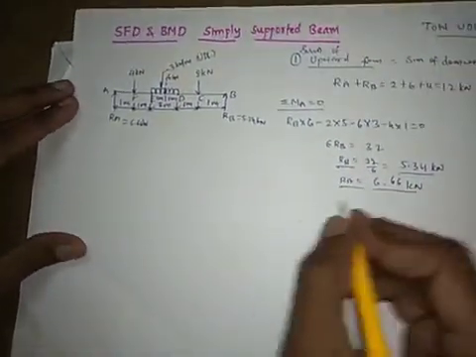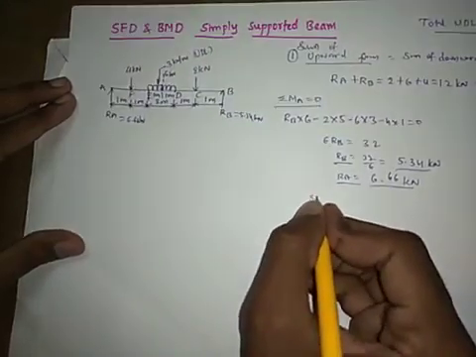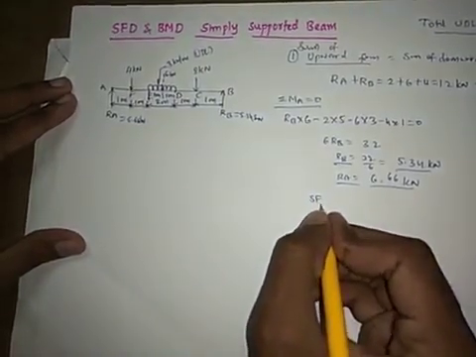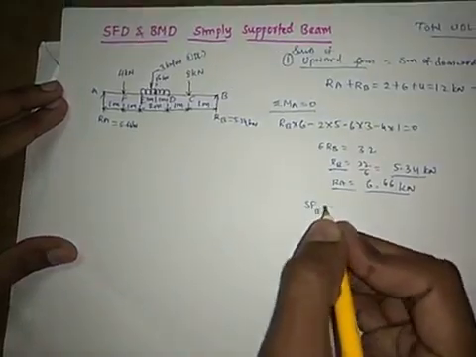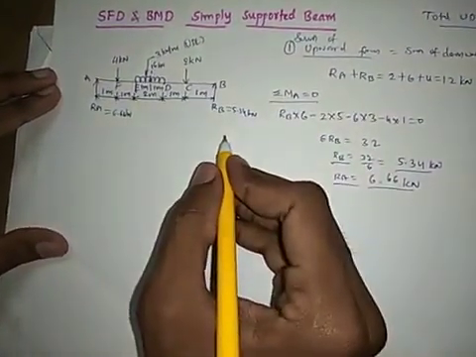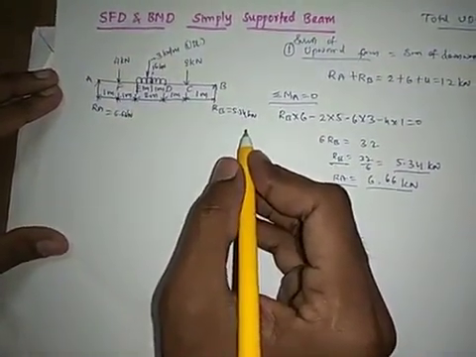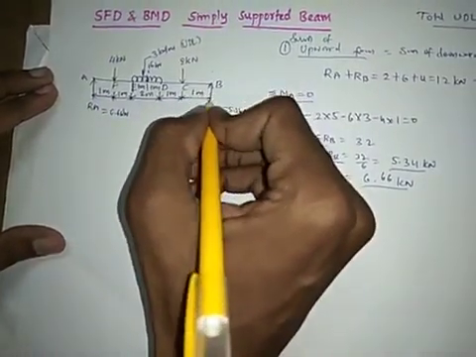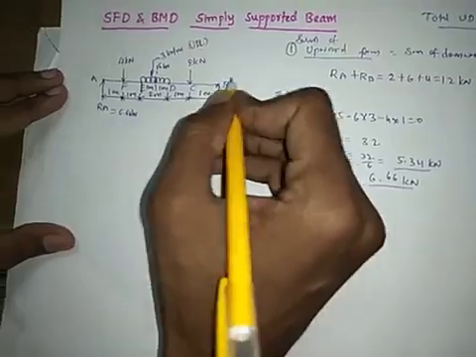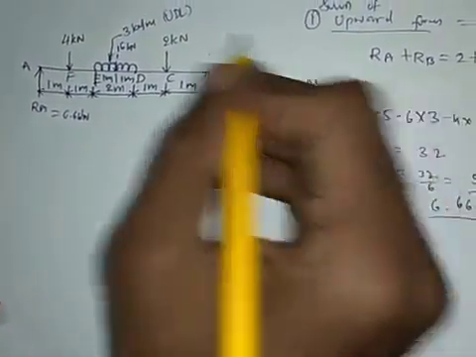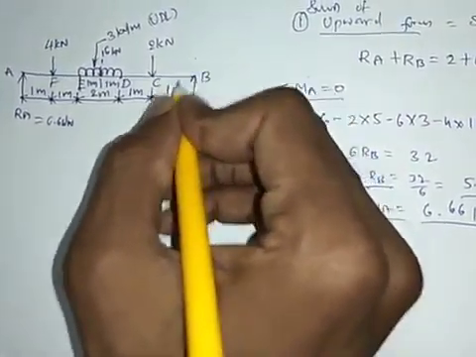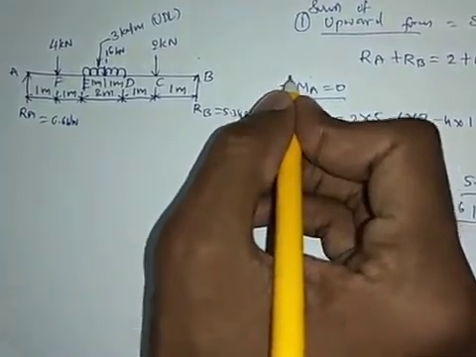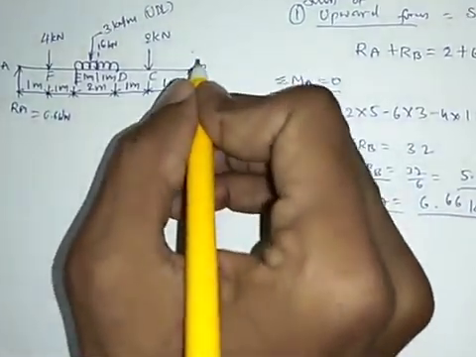Start with the shear force calculations. Let us take the shear force at B. First of all, what is the definition of shear force? The definition of shear force is the sum of the forces to the right or left of the section. Suppose I take a section at B, I have to take all the forces to the right side or left side. If you take the sum of all the forces to the right side, that sum will be the shear force at that point.